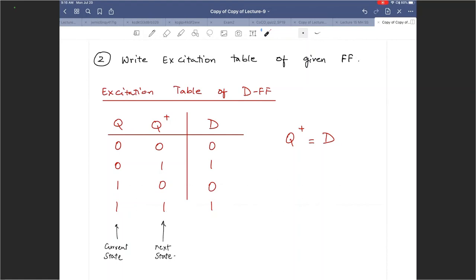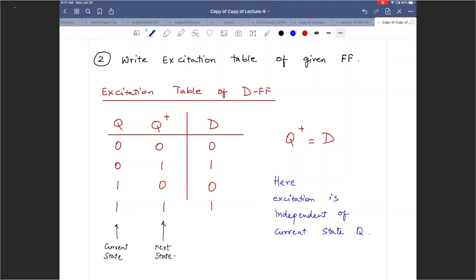So in this case, your excitation is independent of current state Q. Excitation only depends on what you want to happen next, Q plus. So that's the excitation table of D.